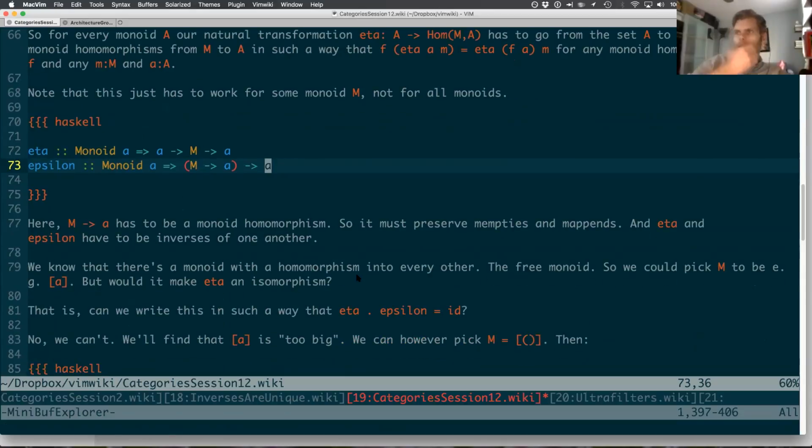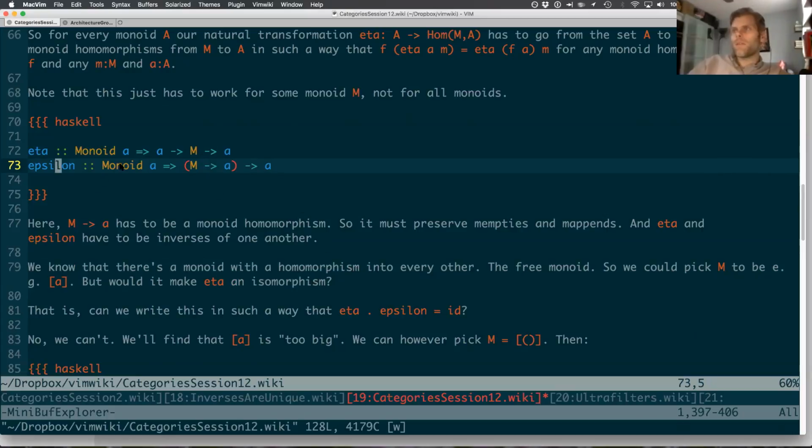So we know that there's a monoid with homomorphisms into every other. So that's the free monoid. We know that we can definitely get that one. So we could pick M to be list of A, right? So we could, for instance, say, well, given an A and a list of A, we can get an A. I mean, that's true. And then given a function from a list of A to an A, we can get an A. That's also true. But can we construct an isomorphism there? And the answer to that is no.